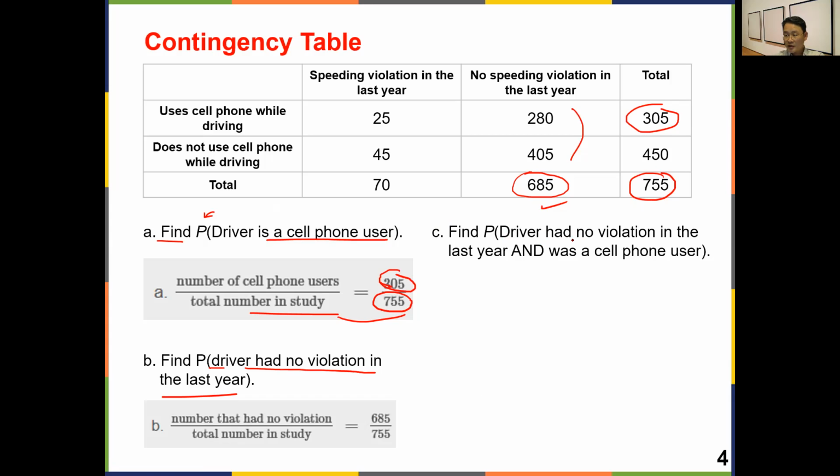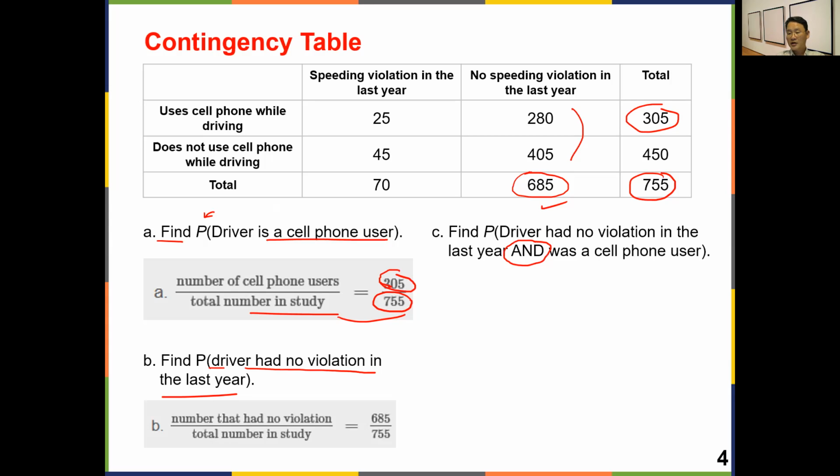Find the probability the driver has no violation. I mean, when they say violation, that means a speed violation, right? No speed violation last year and was using cell phone. Remember, this is an AND problem. Okay. So remember in our last class, we talked about probability of A and B. This was the multiplication rule, remember? But we have to consider that in a conditional probability setting. So it gets kind of tricky.